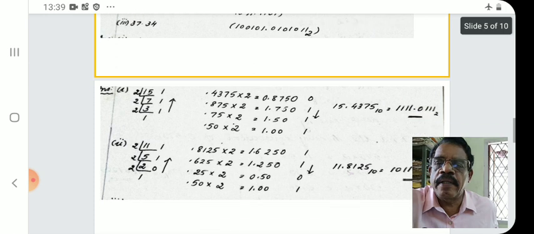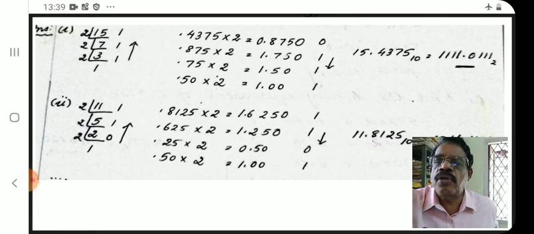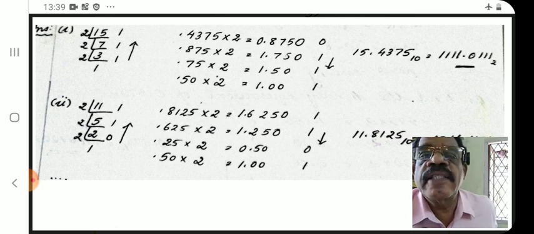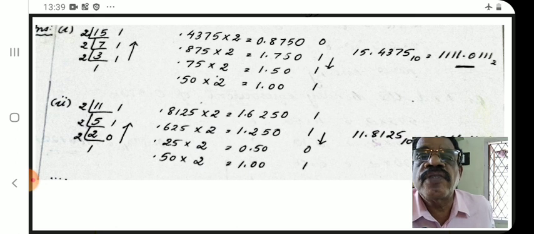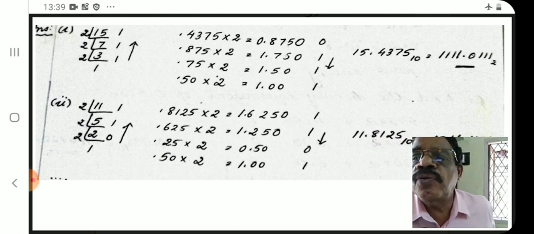And it is given here. The calculation is given here. You can check whether it is right or not. The 15 we have done first, and 0.4375 we have done. It is also done here. The answer: 15.4375 to the base 10 is 1111.0111 to the base 2.